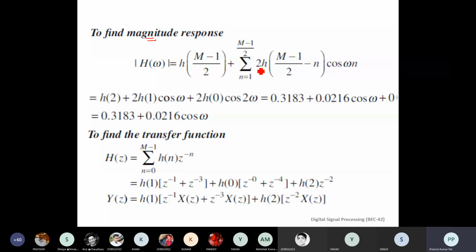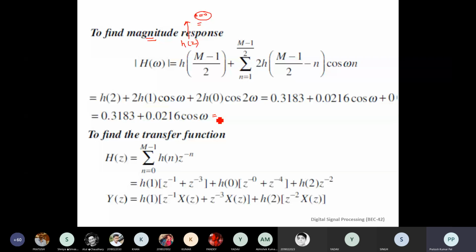Along with that, we will be taking 2 times, and cos omega n will be there, and n should be ranging from 0 to m minus 1 by 2, and this will be for the h of 2 value. So h of 2 will be taken out separately, because this h of m minus 1 by 2 has the n value equal to 0. This will give you out the 0 value, otherwise it will be positive or negative. So this is combining n equals to 1 to this value, and for all other values it will be here.